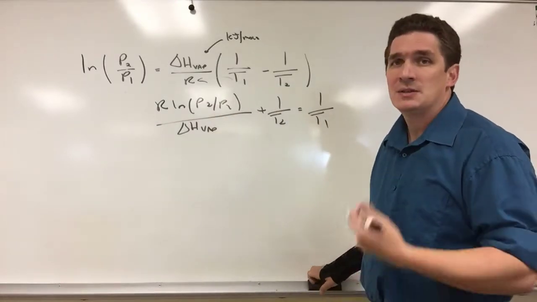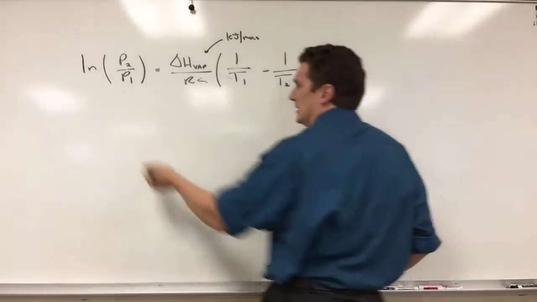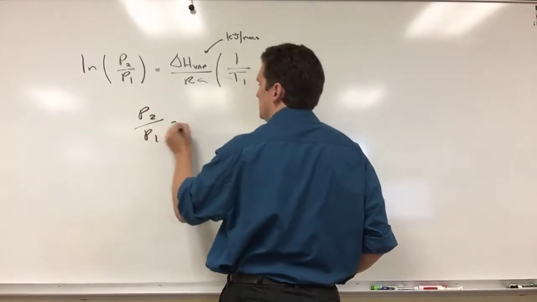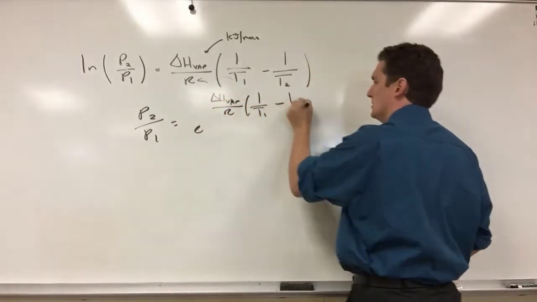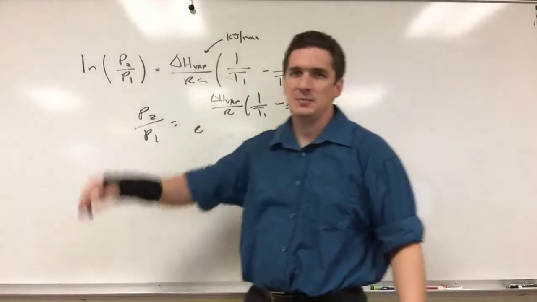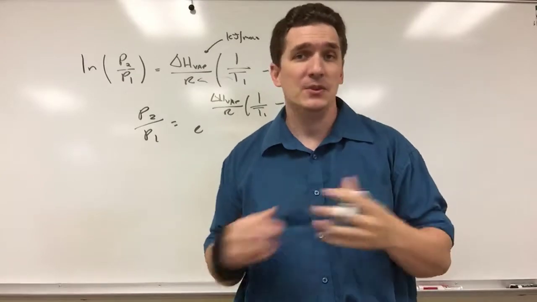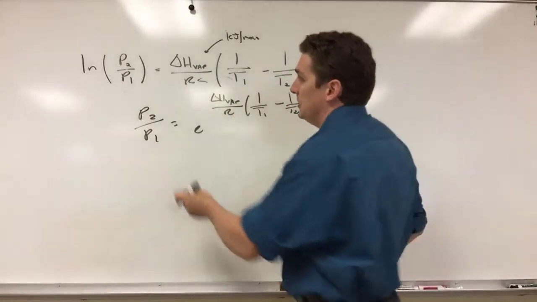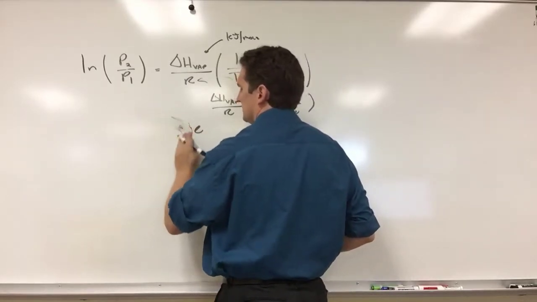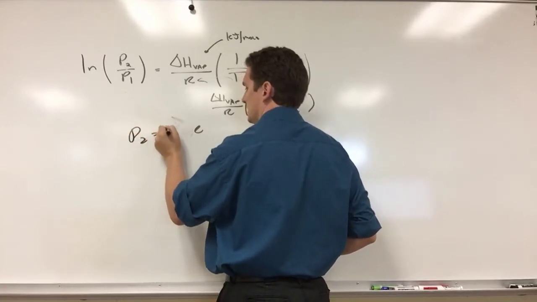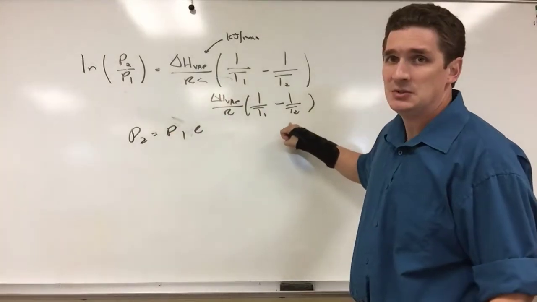The other way to make these hard is to make you find pressure, and honestly, if you're familiar with logs, this should be pretty straightforward. P2 over P1 is just e to all of this mess. And then we can solve for P2 or P1. Now again, because the assignments for P1 and P2 are arbitrary in this equation, feel free to assign them to whatever you want. If you're solving for an unknown pressure, it's best to define that unknown pressure as P2, and just make sure that the temperature corresponding to that unknown pressure is T2 in your equation.